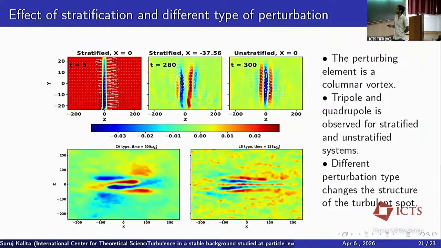And these are some of the newer results. I have shown that when you change the type of perturbation, earlier I was using counter-rotating velocity fields to perturb the system. Now when I use a columnar vortex, there is a difference in the turbulence structure. So subcritical turbulence is not universal. This is what has been seen when we have different types of perturbation. For a stratified system, this monopolar structure has broken down into a quadrupolar structure, and for unstratified, it is broken down into a tripolar structure, which is something new that we have observed.